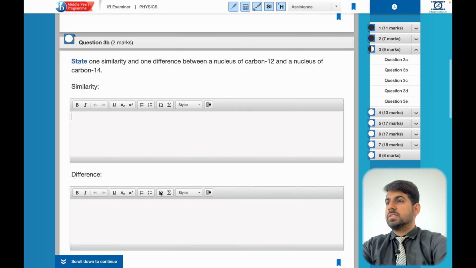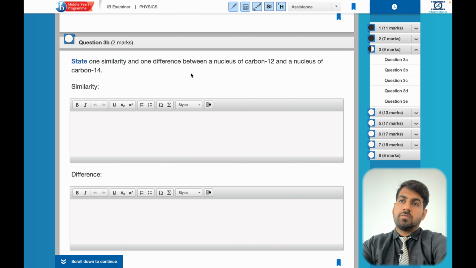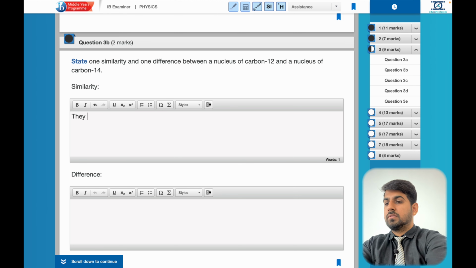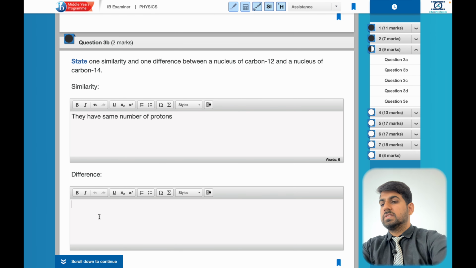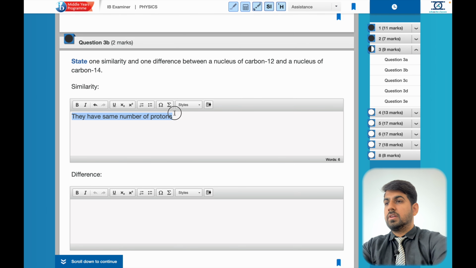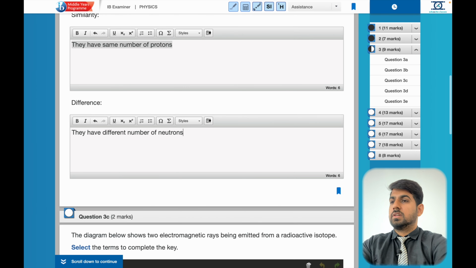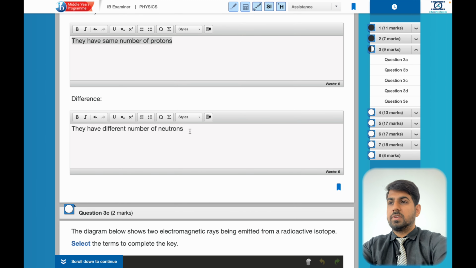Now 3B, state one similarity and one difference between a nucleus of carbon 12 and a nucleus of carbon 14. So they are of the same element, so we can say they have the same number of protons, that is the atomic number. The difference is they have different numbers of neutrons because the mass number is different. So these are isotopes having the same number of protons but different mass number.